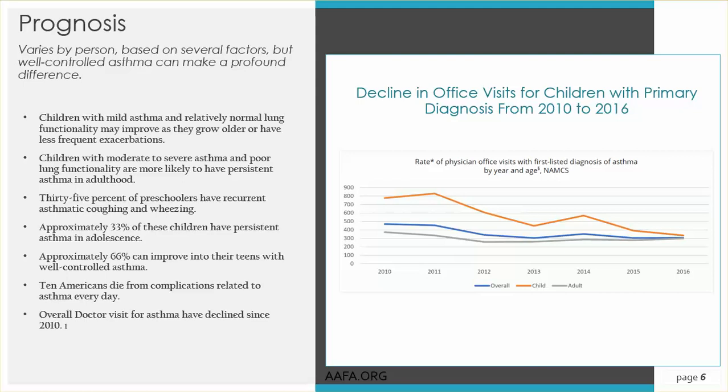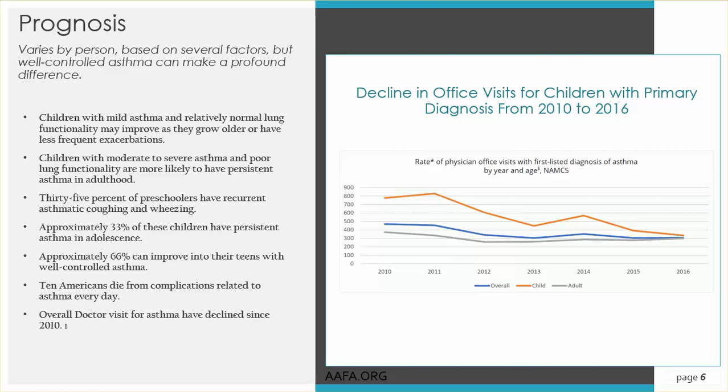Each person's prognosis can vary depending on several factors, such as well-controlled asthma and the prevention of asthma attacks. Children with mild asthma and relatively normal lung function may improve as they get older and not be severely affected in adulthood. However, children who have moderate to severe asthma early in life tend to have poorer outcomes in adulthood and more exacerbations.